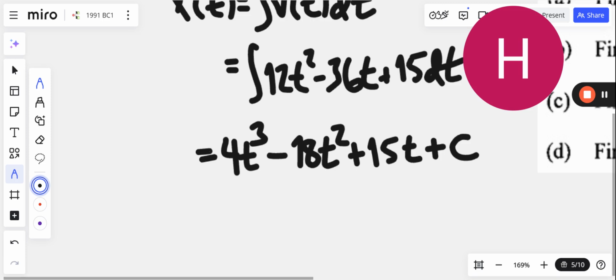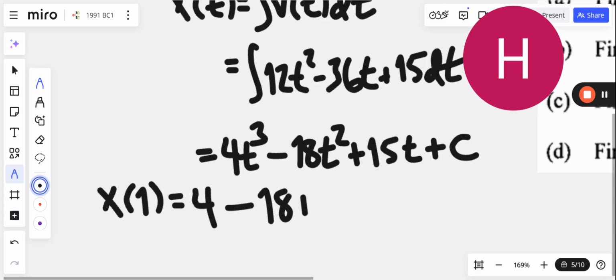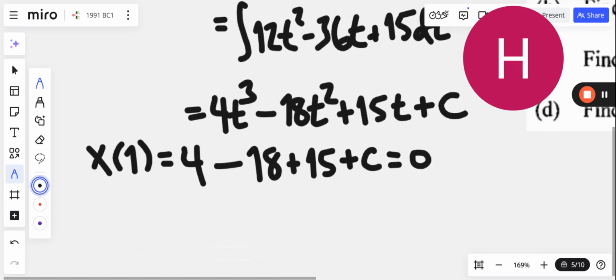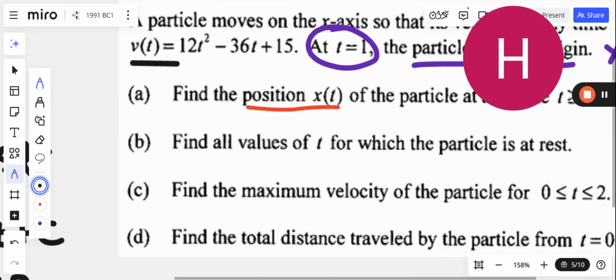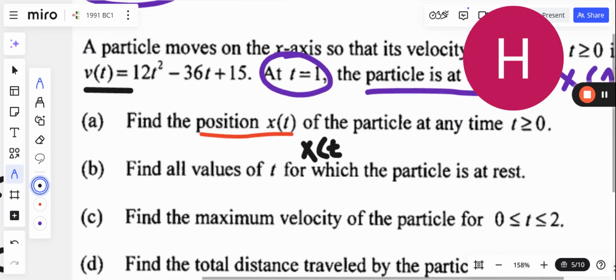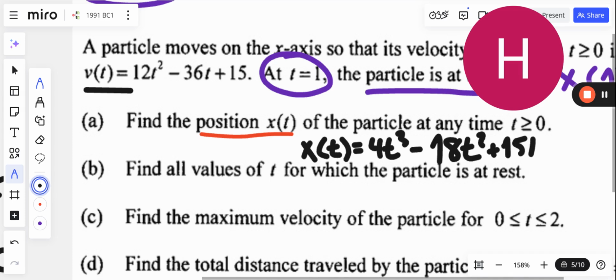The initial condition is what's going to help us with plus c. We know that if you plug in a 1, you should get 0. So this is simply 4 times 1. Any power of 1 is just 1. 4 times 1 minus 18 plus 15 plus c. This has to equal 0. And that's 19 minus 18, which is 1 plus c equals 0. That means c equals negative 1. So the position function is as follows. X of t equals 4t cubed minus 18t squared plus 15t minus 1.